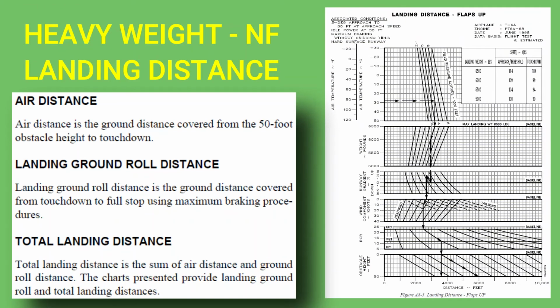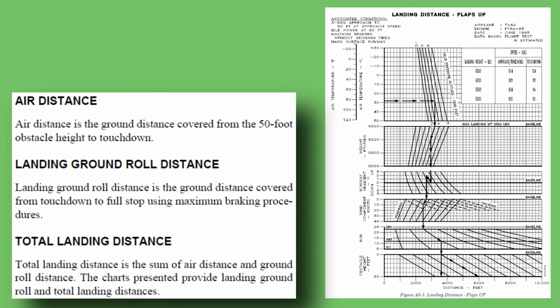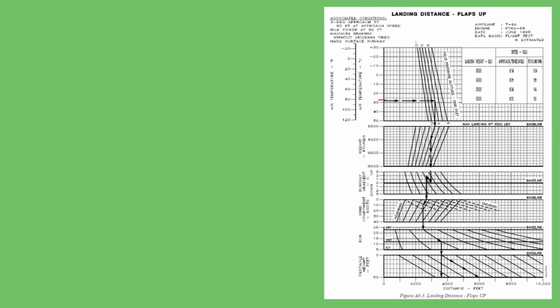Moving on to landing distance, let's look at how to figure out your heavyweight, no-flap landing distance. This is the worst case scenario runway length needed to land in the event immediately after takeoff you need to land but were unable to put the flaps down. This chart is run just like the takeoff distance chart.